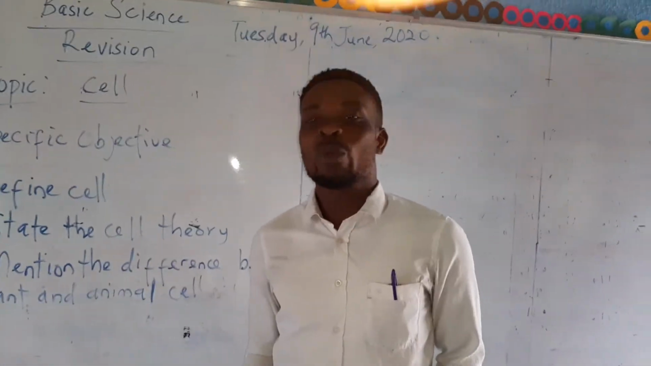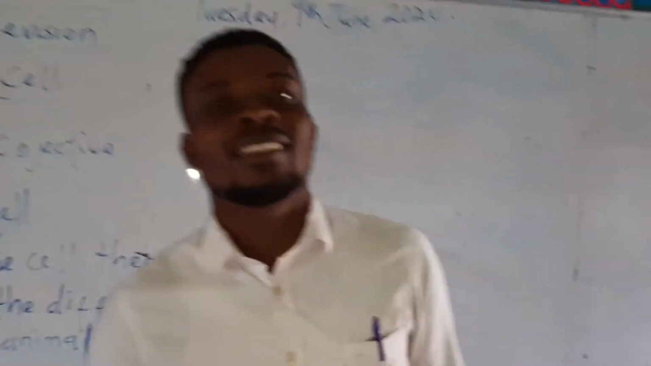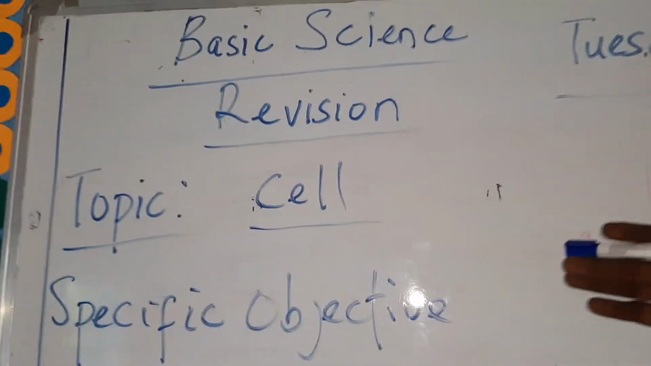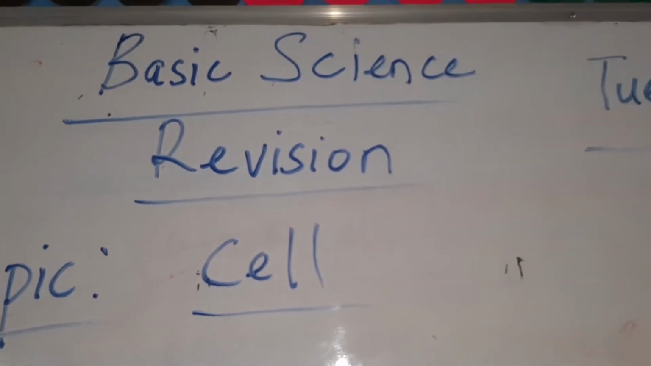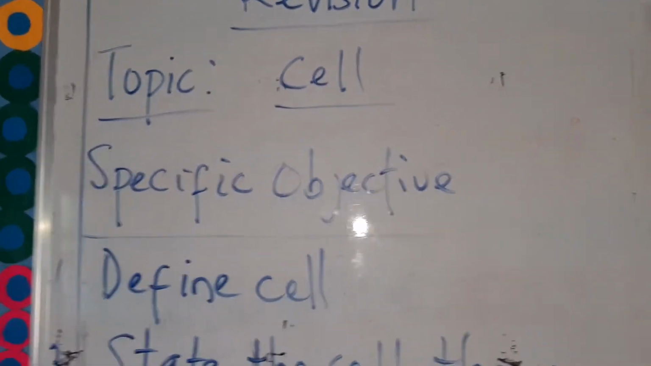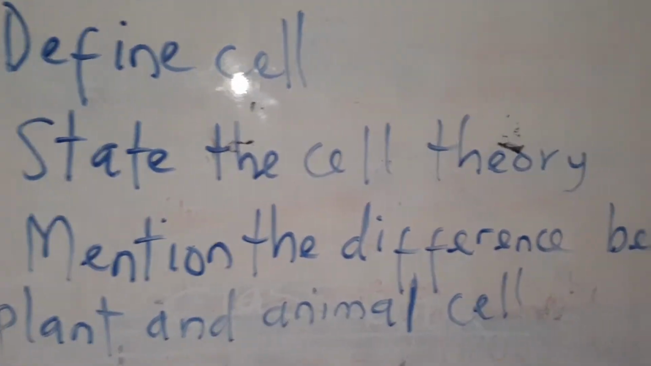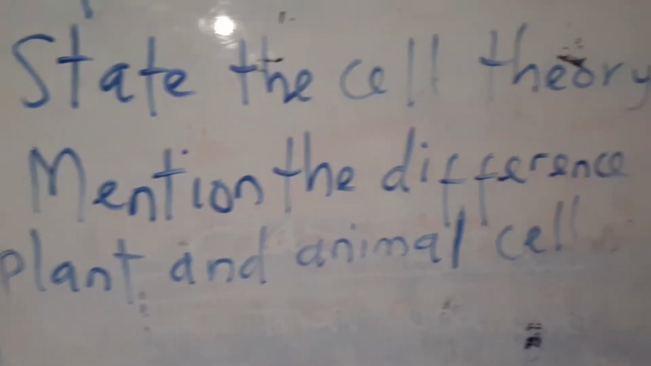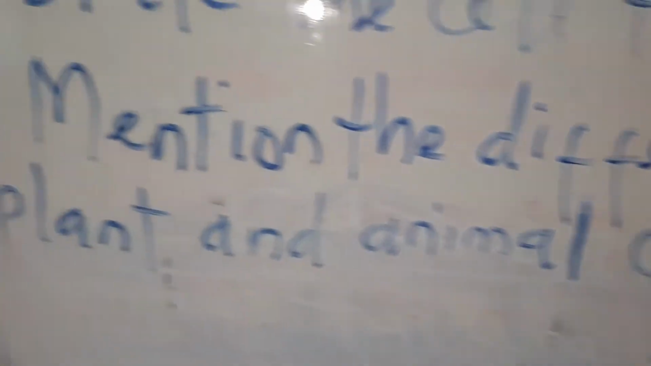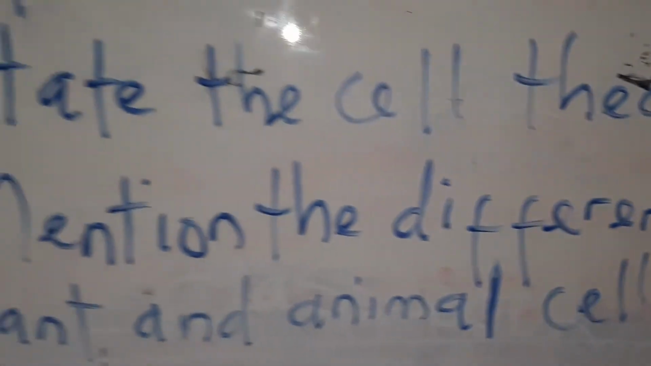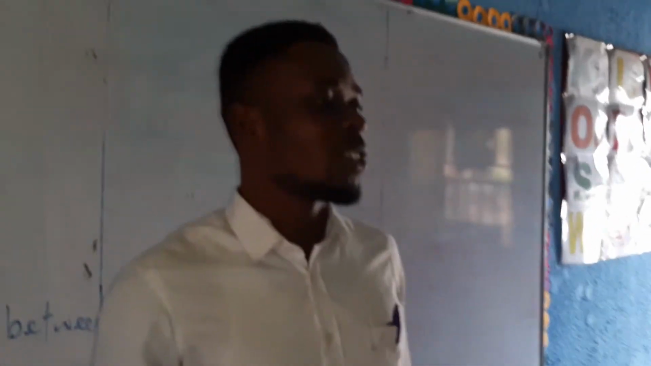This is Unibek for School, our revision class for GS3. Our topic for today is cell. Our objective for this lesson is for us to be able to define cell, state cell theory, and mention some differences between the plant and the animal cell. Now, what is cell? It's a nice question.